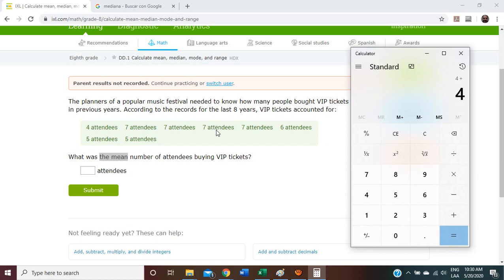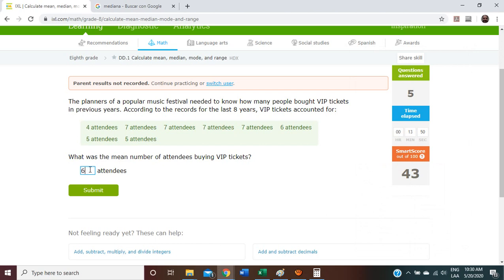It's 4 plus 7 plus 7 plus 7 plus 7 plus 6 plus 5 plus 5 equals 48 divided by 1, 2, 3, 4, 5, 6, 7, 8, divided by 8 equals 6. Okay, so the mean of all of these numbers is 6.